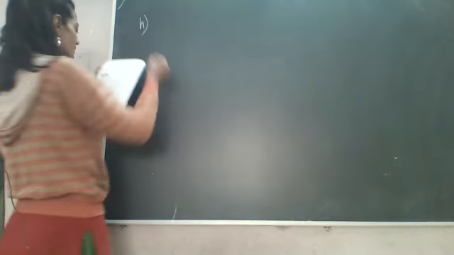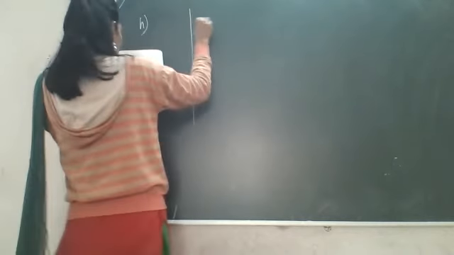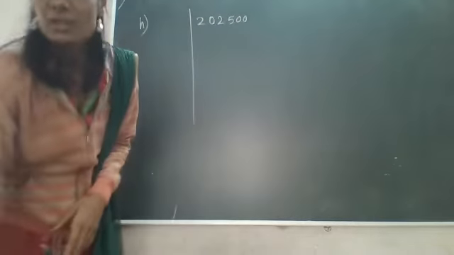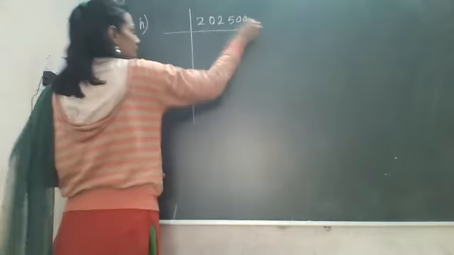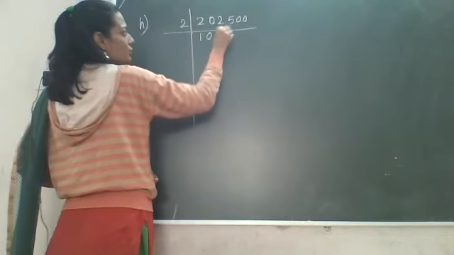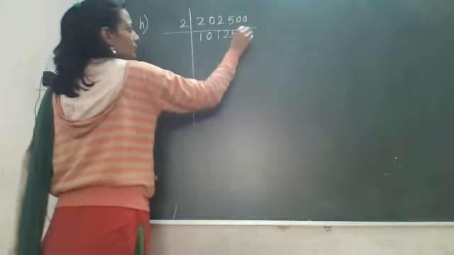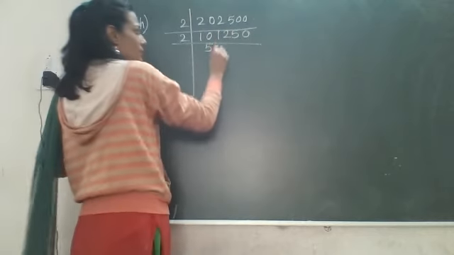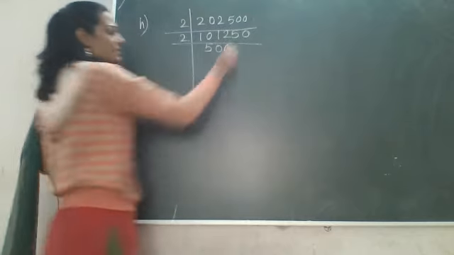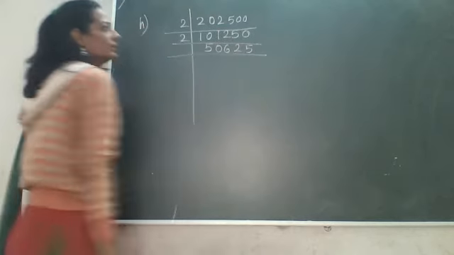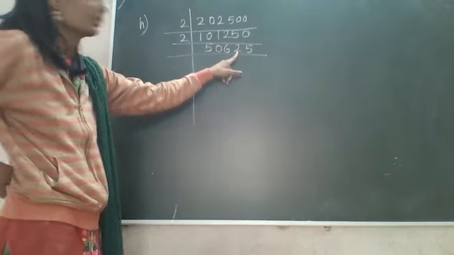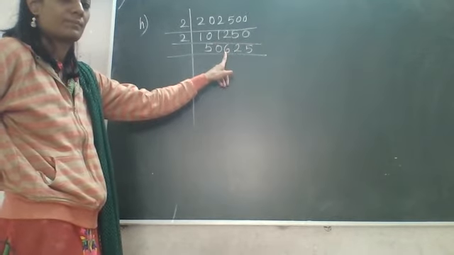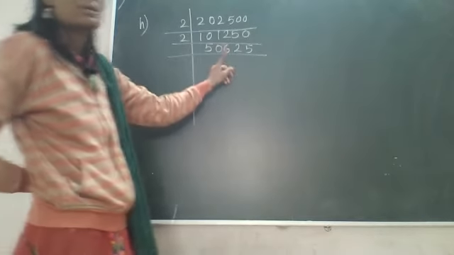Next is H number that is given 2,02,500, right? It is even number, so it is divisible by 2, right? So 2 ones are 1, 2 twos are 4, 5 and 0. Again by 2, 2 fives are 10. It's over. 1 will come down. So 1 we have to put 0 and here will become 25. Now 5 plus 2, 7. 7 plus 6, 13 and 13 plus 5, 18.